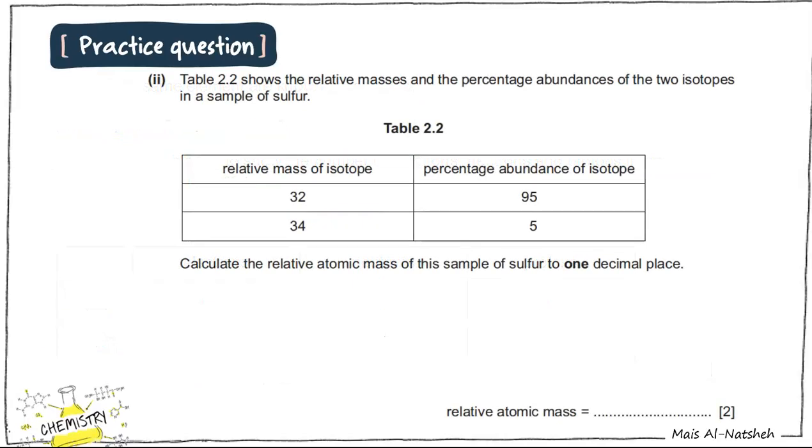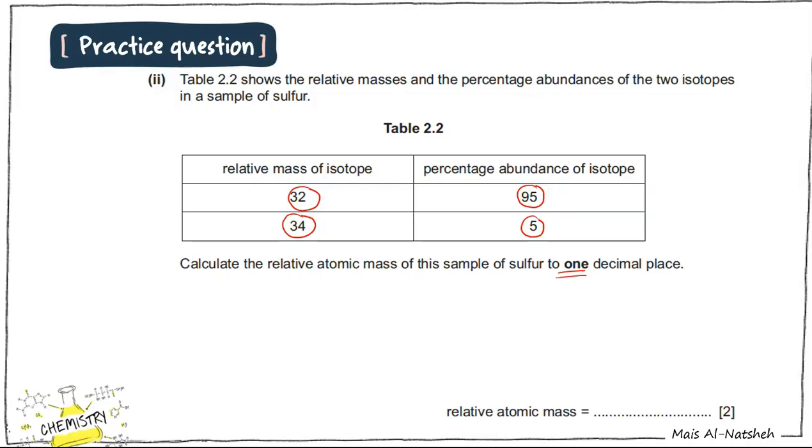Next question. Table 2.2 shows the relative masses and the percentage abundances of the two isotopes in a sample of sulfur. We have isotopes 32 and 34. The abundance for the first one is 95, for the second it is 5. Calculate the relative atomic mass of this sample of sulfur to one decimal place.